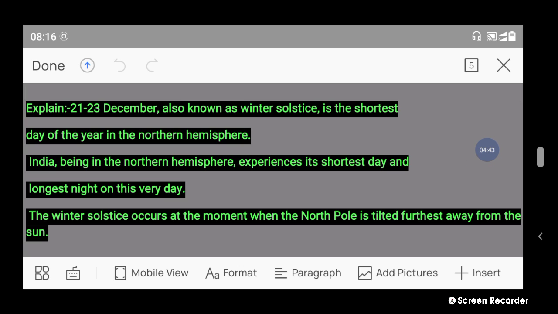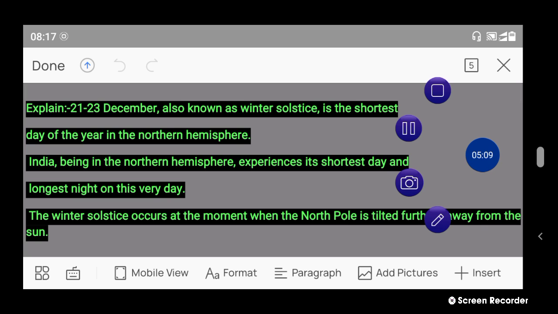21 or 22 or 23 December, also known as the winter solstice, is the shortest day of the year in the northern hemisphere. India, being in the northern hemisphere, experiences its shortest day and longest night on this very day. The winter solstice occurs at the moment when the north pole is tilted farthest away from the sun.